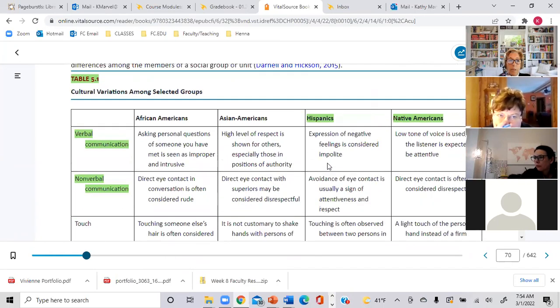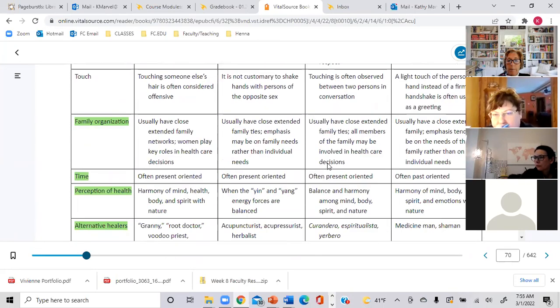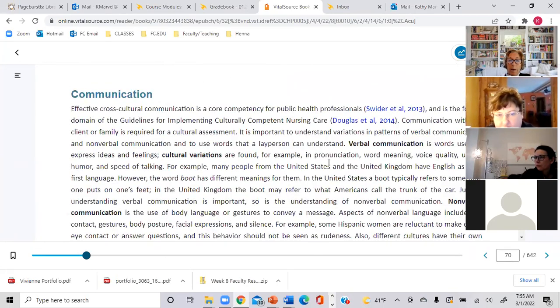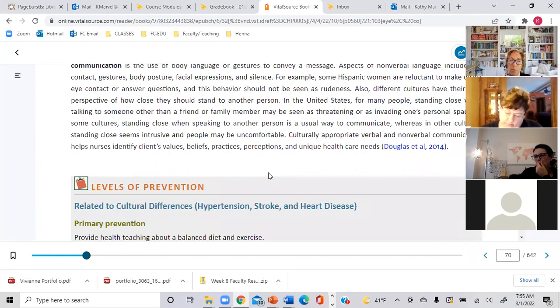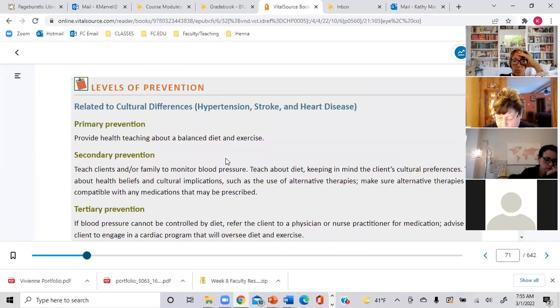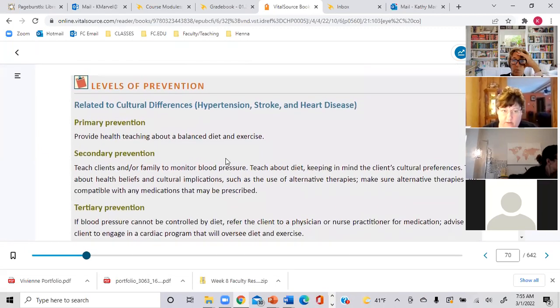Okay, so those are the areas to focus on. And then the rest of this chapter just goes through all of what we talked about as far as how to become culturally competent. But there's a few areas I want to focus on. One is levels of prevention. I want to go through these. I'll never miss an opportunity to go through that.